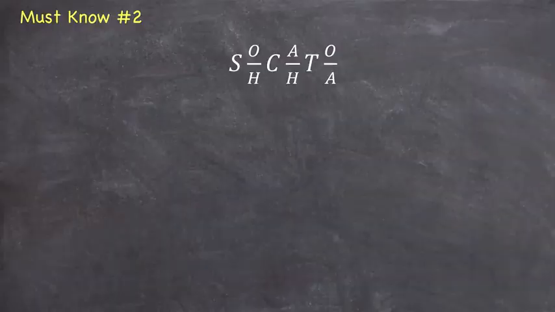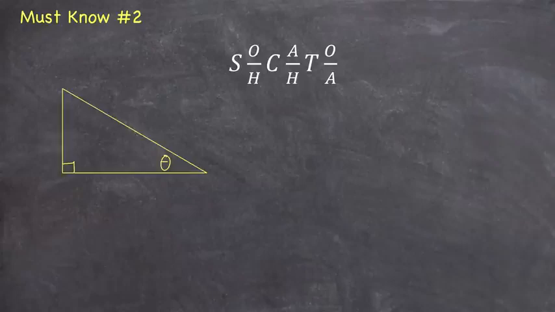Must know number 2, SOHCAHTOA. This is an acronym that helps you remember the 3 primary trig ratios. Let me draw a right triangle. In this right triangle, I've indicated the 90-degree angle, and then I've labeled one of the acute angles angle theta. We'll call that the reference angle.